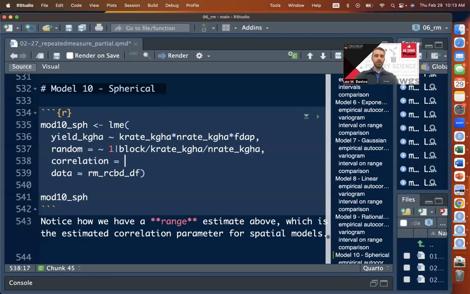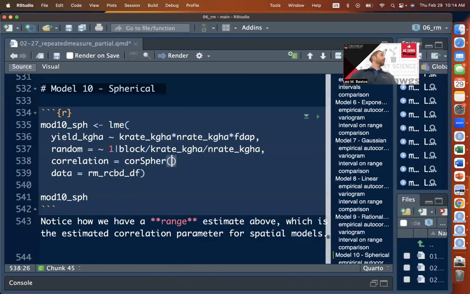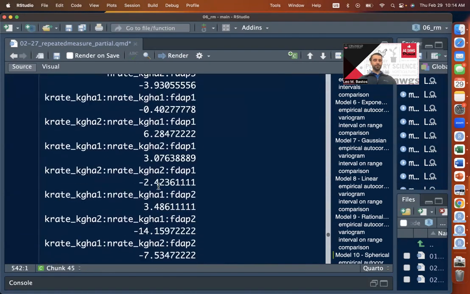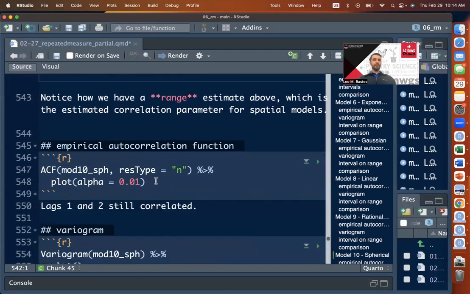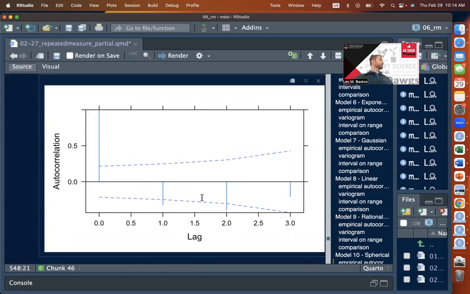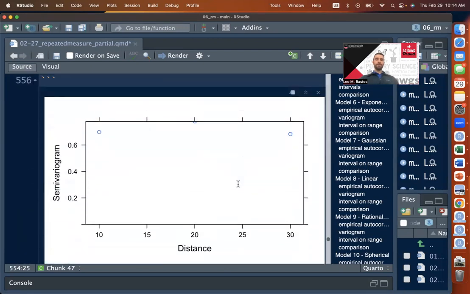We do correlation equals corSphere. That's the spherical. And again, we say form equals tilde DAP. Let's run that. Let's print it. Now our range is being estimated at almost 13 days. Let's check the ACF. Not a lot of improvement, still very similar to the previous models. Let's check the variogram. Still no line there, same reasons as we discussed already.